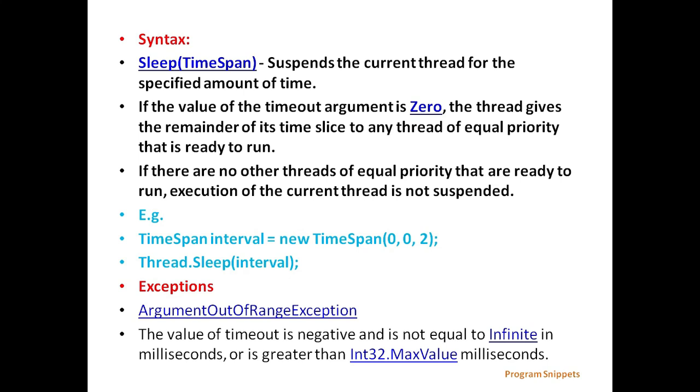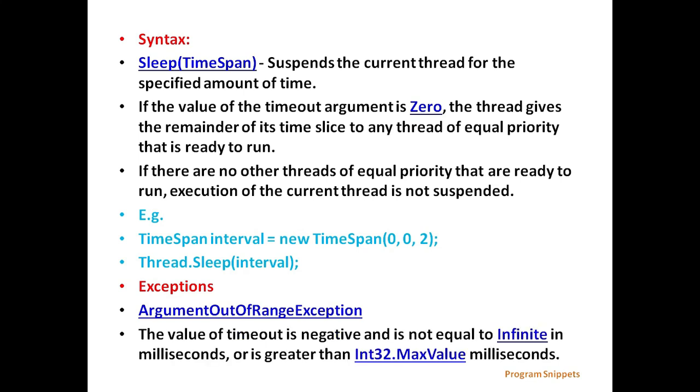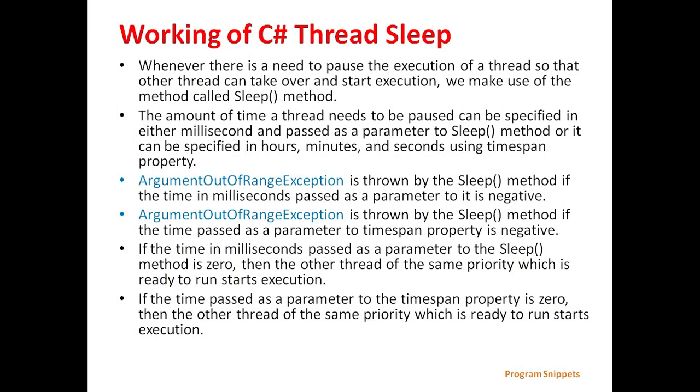The exception that is generated with the Sleep TimeSpan method is ArgumentOutOfRangeException, which will be generated if the value of timeout is negative and not equal to infinite in milliseconds, or is greater than the max value in milliseconds. Now we will see how the Thread.Sleep method works.